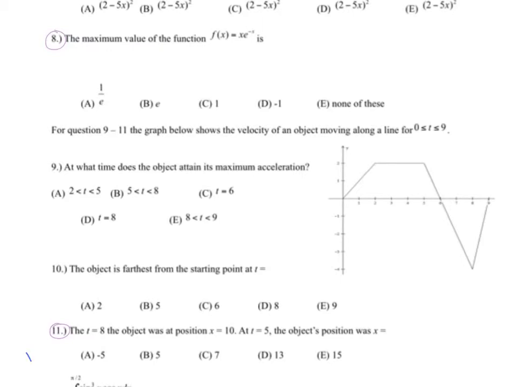Alright, to have a maximum, we need to have our first derivative equal to 0. So let's find the x value of that. Our first derivative, the derivative of the first times the second plus the first times the derivative of the second.